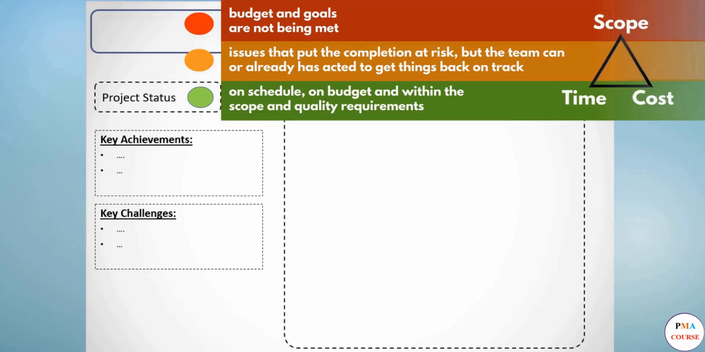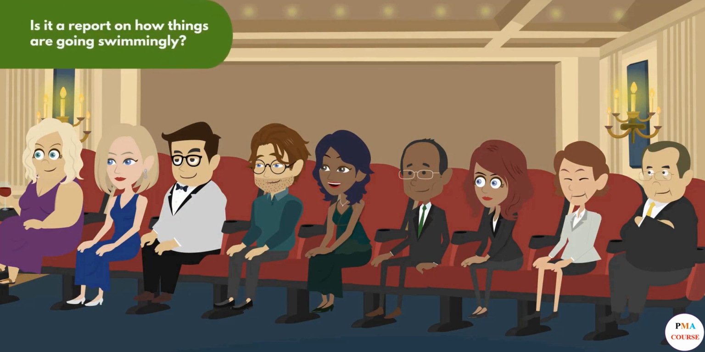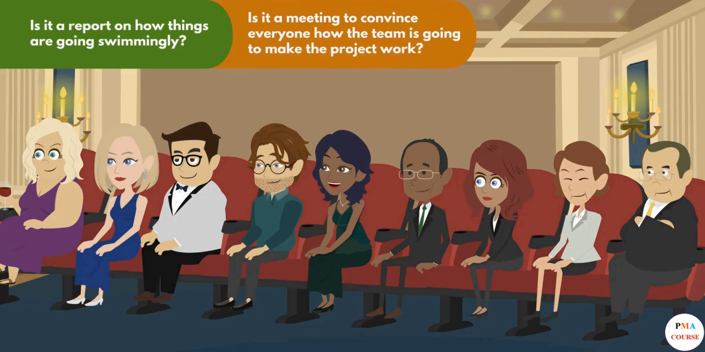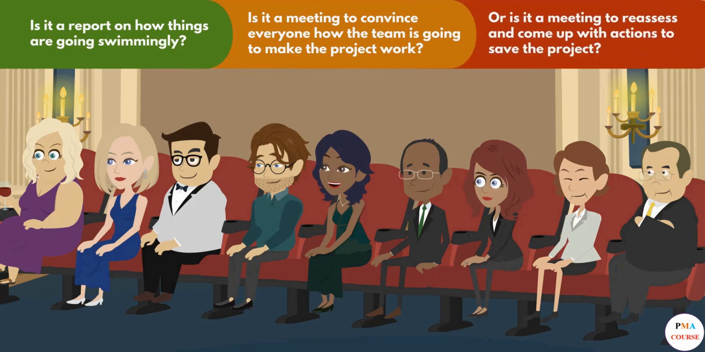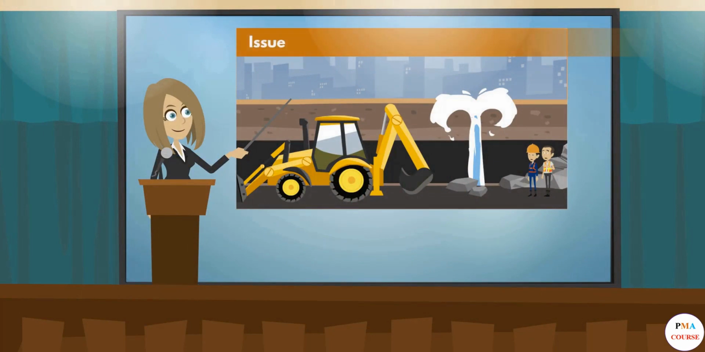This is one of the most important things going into the meeting, so everyone knows what to expect for the rest of it. Is it a report on how things are going swimmingly? Is it a meeting to convince everyone how the team is going to make the project work? Or is it a meeting to reassess and come up with actions to save the project? The project manager decides the status of the project and can use it tactically to highlight any issues that may become a big problem if not addressed.